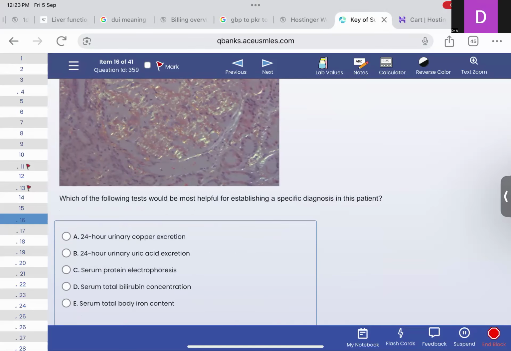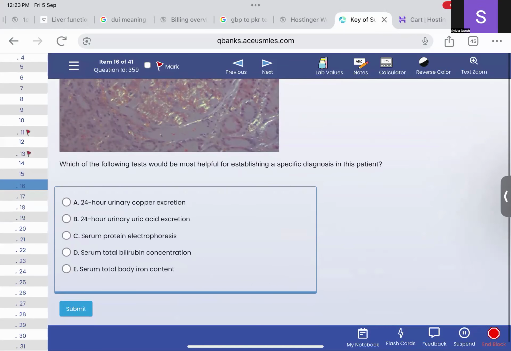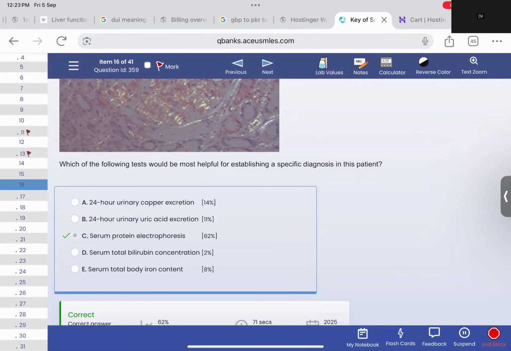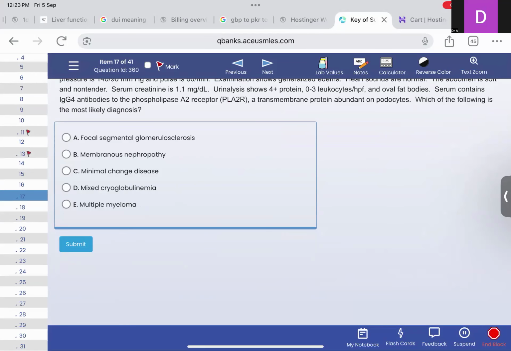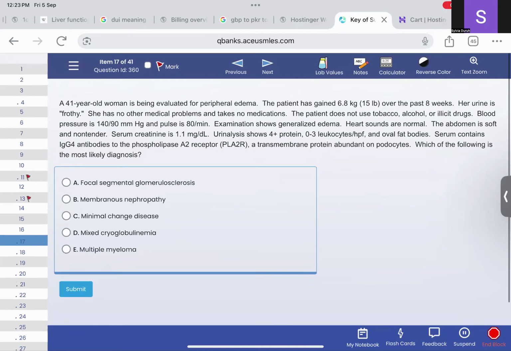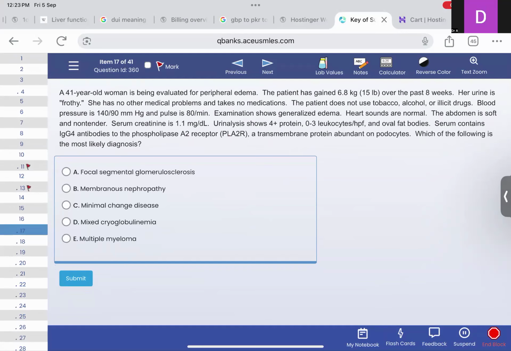Okay, so what will we do? Is it concerned with uric acid, copper, bilirubin, or iron? No. So we have protein basis. Protein electrophoresis. Yeah. Anyone, please.